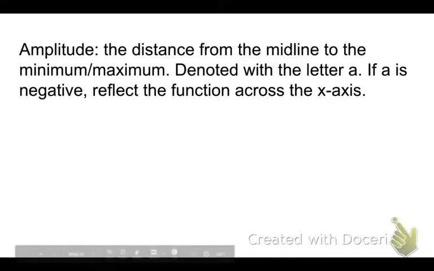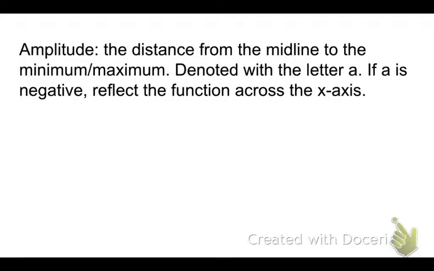The last vocabulary word we're going to talk about is amplitude. The amplitude is the distance from the midline to the minimum or the maximum. Now, it does not matter whether you're going to the minimum or the maximum because they're going to be the same, because your midline is in the middle of your minimum and maximum. So this is typically denoted with the letter A. And remember that if A is negative, we reflect the function across the x-axis.